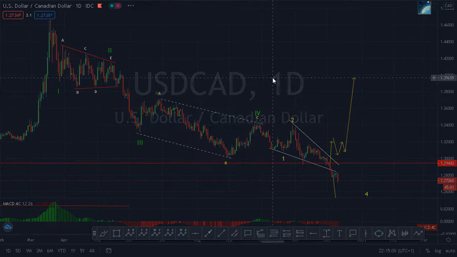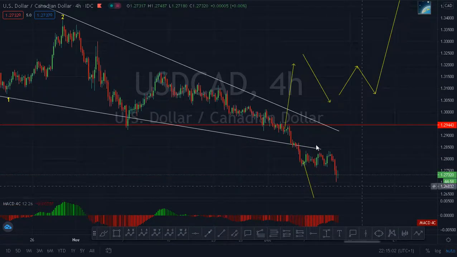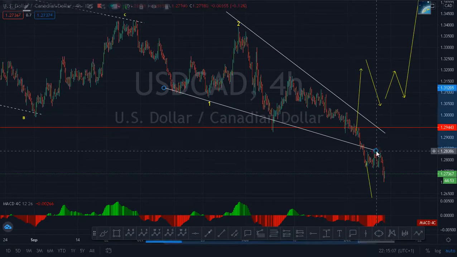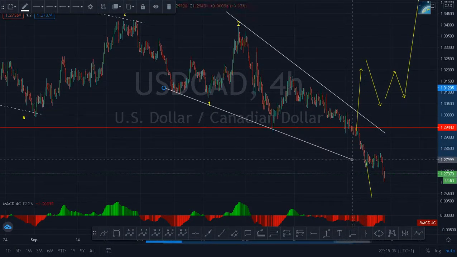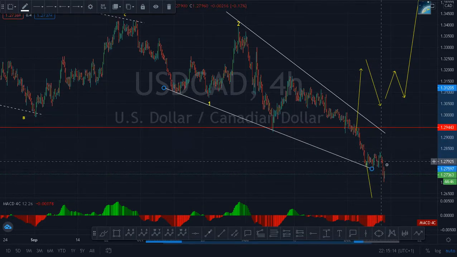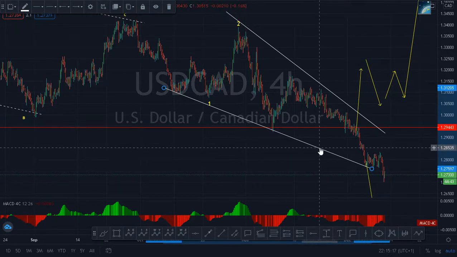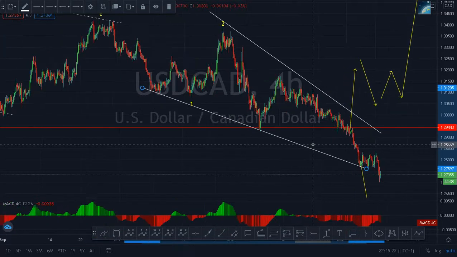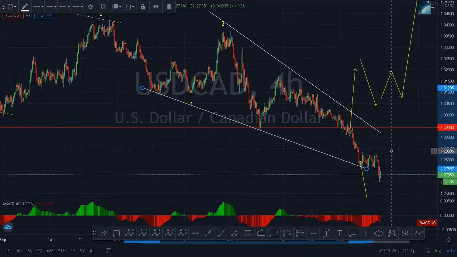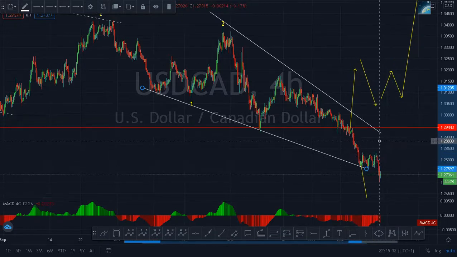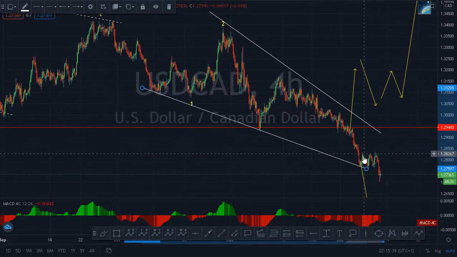Okay, let's take our 4 hours. There is nothing new in 4 hours, nothing new, other than I expected this triangle to hold, but you can see it has broken. So I don't know, maybe it can still go up from here, but the break of this triangle is not a good sign in this market, not a good sign at all. But let's keep watching to know what will happen.